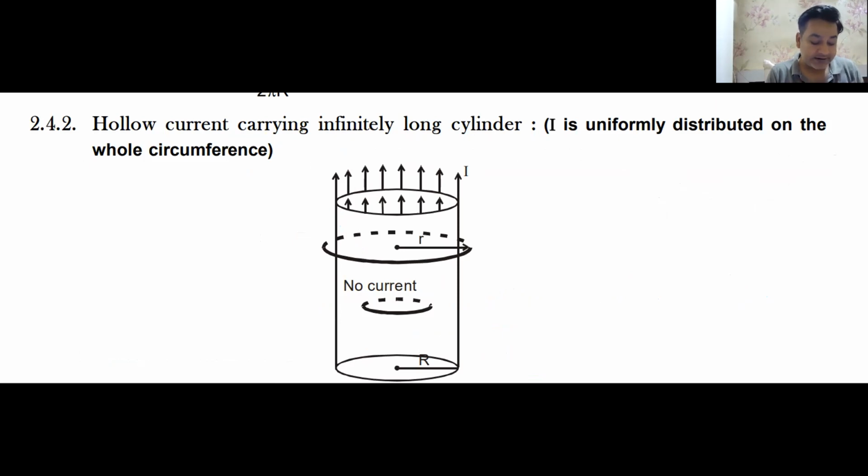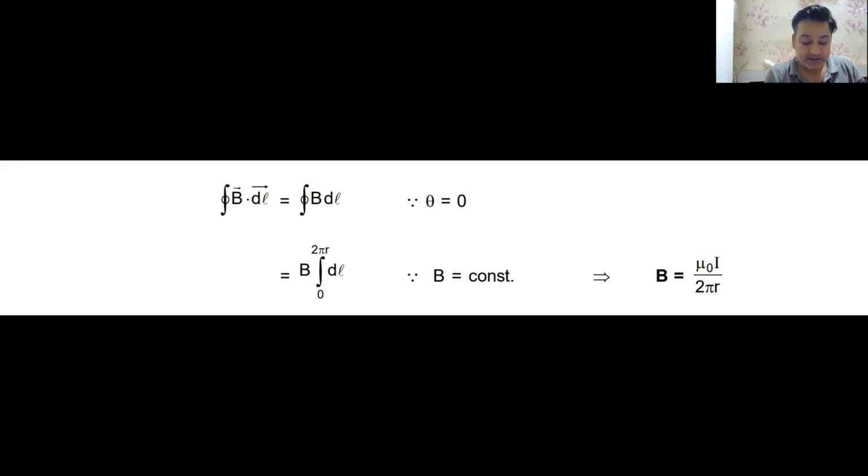If you have a hollow current carrying infinitely long cylinder, inside the cylinder there is no current. If you make a loop, you will have no current. So inside, the magnetic field is always going to be how much? 0. And if you go to any point outside at a distance r, what will be the magnetic field? This will be exactly the same as the magnetic field due to an infinite wire, μ0 I by 2 pi r.